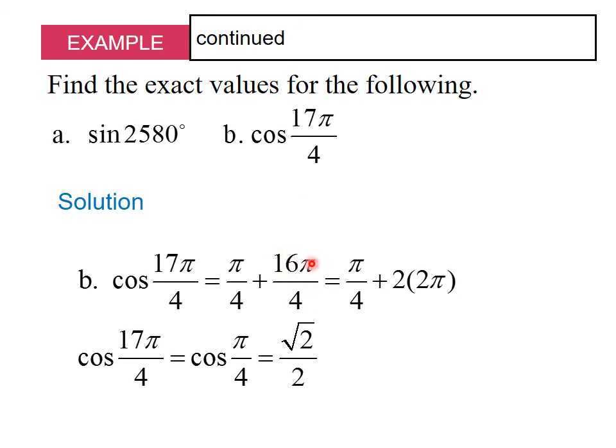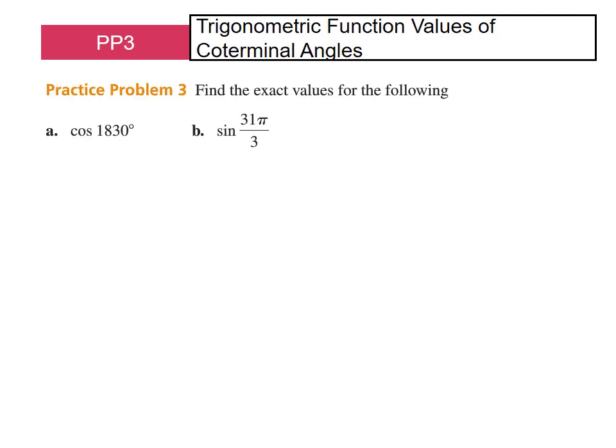That's the 360 degrees for us. So the leftovers are pi over 4. And so again, cosine of 17 pi over 4 is the same thing as cosine of pi over 4, which is this right here. Let's take a look at some examples here for us, or practice for us here. Cosine 1,830 degrees. Whew, that's fun.